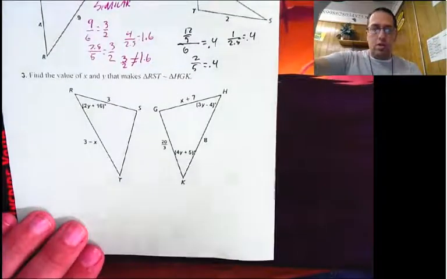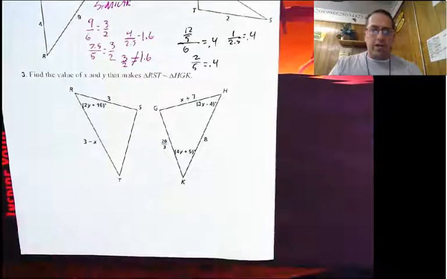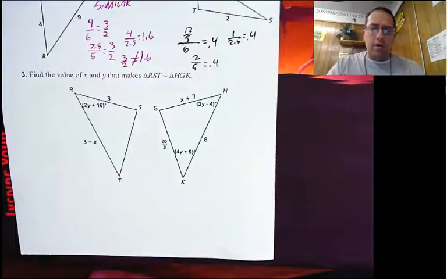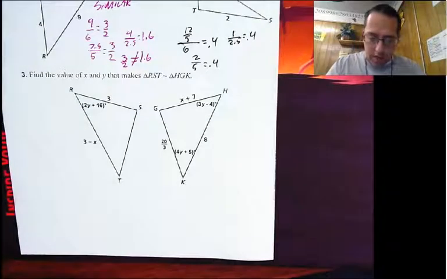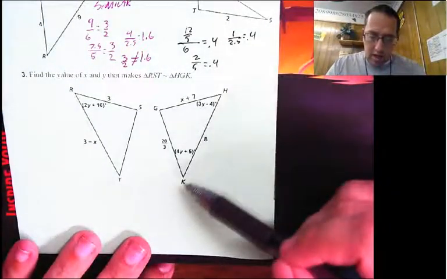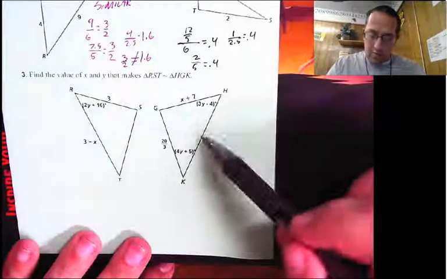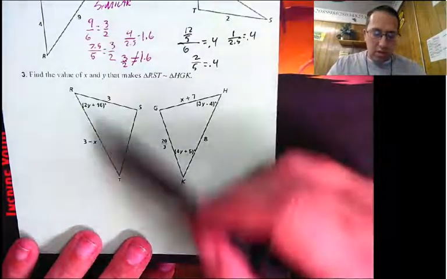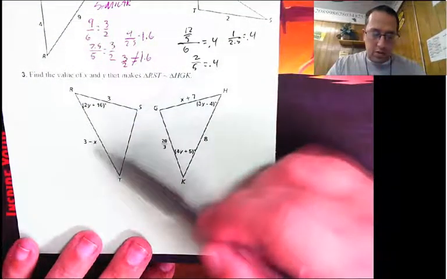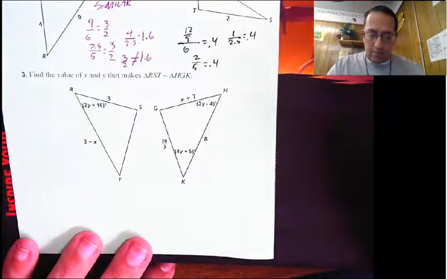Okay, let's take a look at number 3. Find the value of x and y that makes triangle RST similar to triangle HGK. Okay, so on here we need x and y. Let's see, on HGK, they've given us some angles and we have information about all 3 sides. RST, we just have 2 sides and an angle.